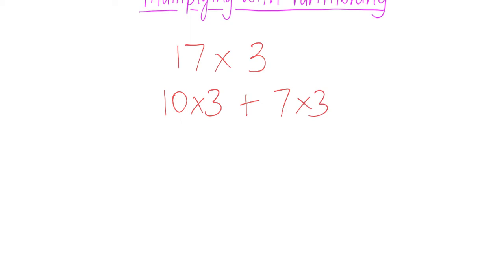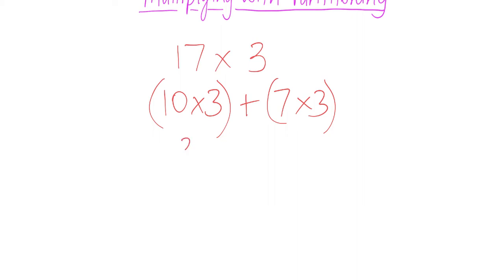Let's do one more before we part ways today. Let's do 17 times 3. So that is 10 times 3 plus 7 times 3. Now we know in BODMAS that we do multiplications first, but sometimes we can just put brackets in to help us keep ourselves organised.